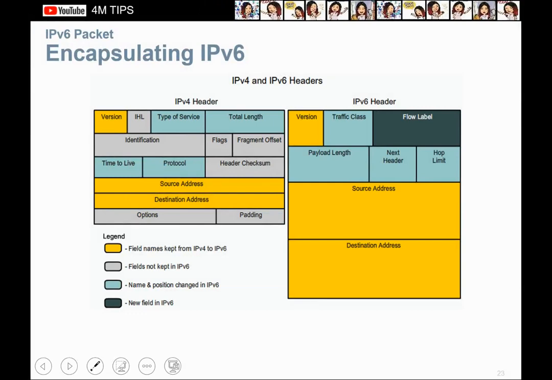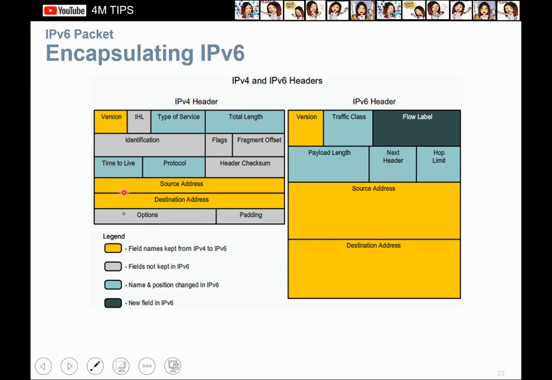Now, let's do the comparison between the IPv4 header and the IPv6 header. The fields labeled in yellow stand for field names kept from IPv4 to IPv6. That means they are the same. You have the version, and IPv6 also has the version. IPv4 has a source address and destination address, and IPv6 also has a source address and destination address.